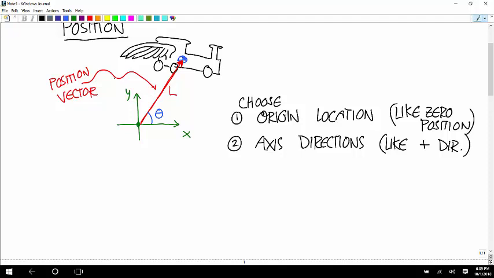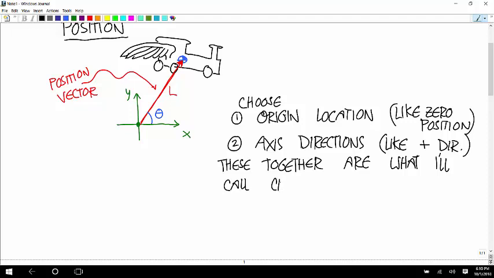These together are what I'll often call choosing the coordinate system. It's sort of choosing two aspects of the coordinate system. But I want to bring out the fact that it's two separate things that you're choosing, because conceptually, they're the same things that we had to choose in 1D. And I'm going to say coordinate system a lot, so I'll just abbreviate that.